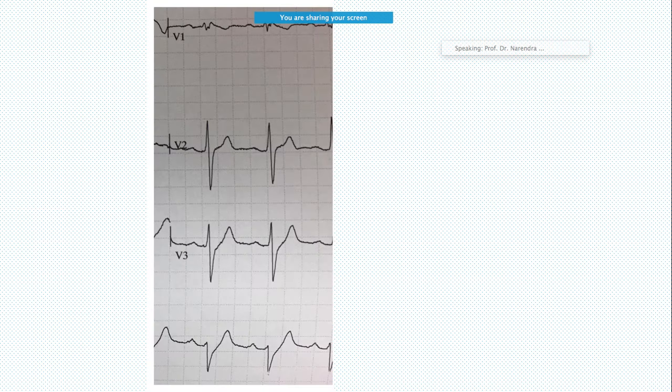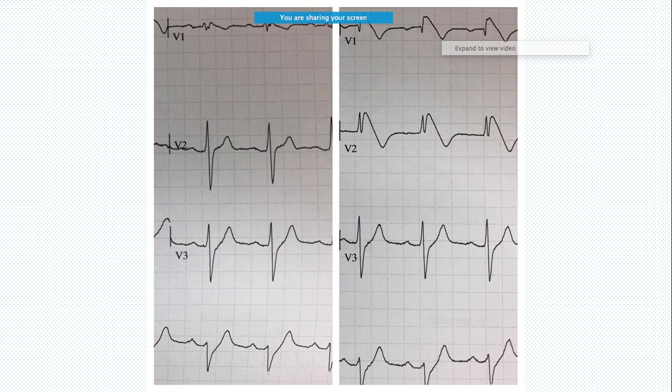So what do you notice in this ECG now? What is happening over here? I did something in this ECG now. So what has been done? What happened that all of a sudden V1, V2 has changed? V3 is the same, V4 is the same.